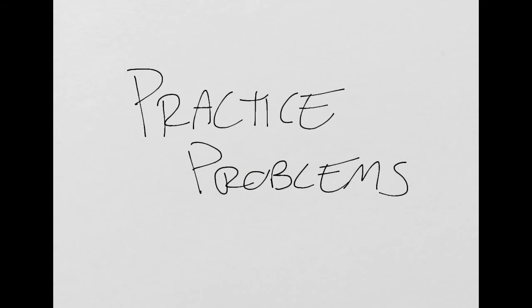Now it's time to do some practice problems. So on these problems, you're going to look at a pair of triangles and you're going to decide whether we would use side, side, side or side, angle, side to prove that the triangles are congruent. And if there's not enough information, we can't prove that the triangles are congruent, then you just say not enough information. So let's take a look at our first pair of triangles.